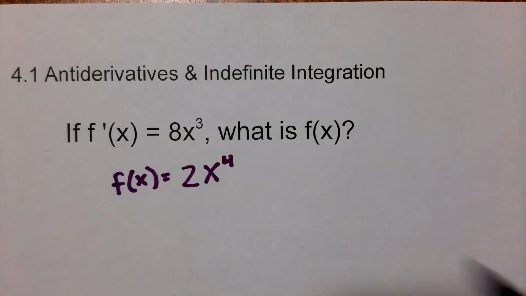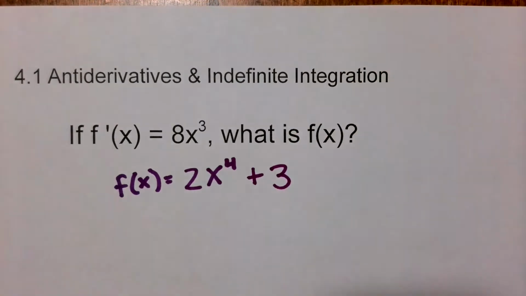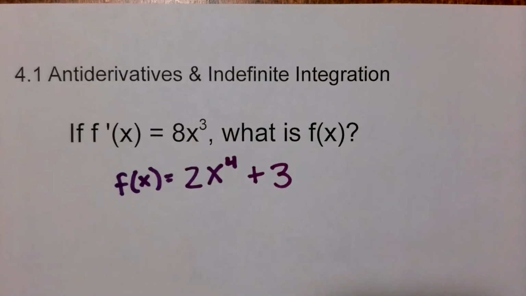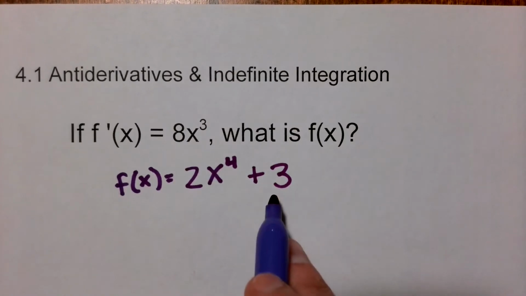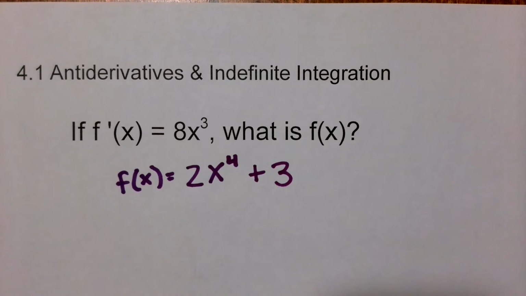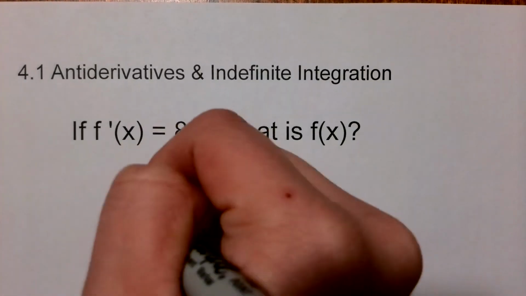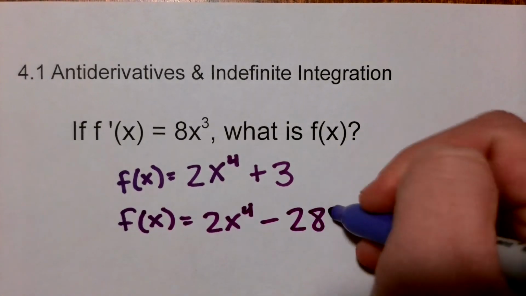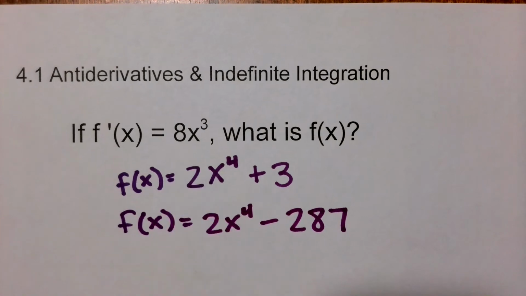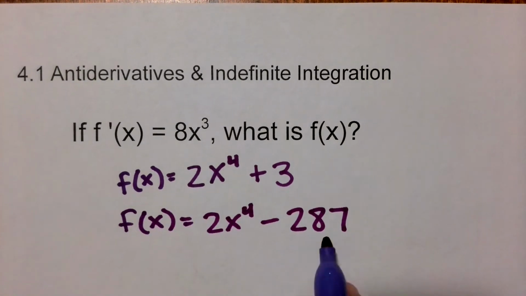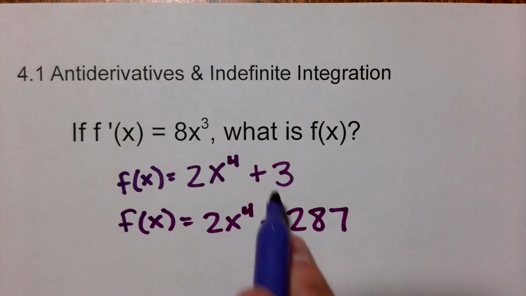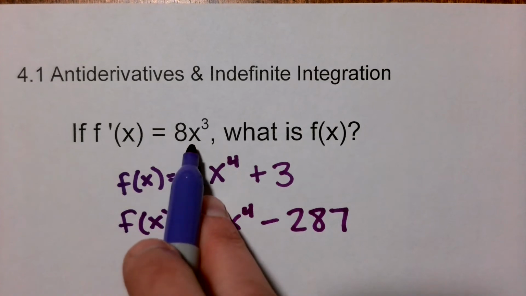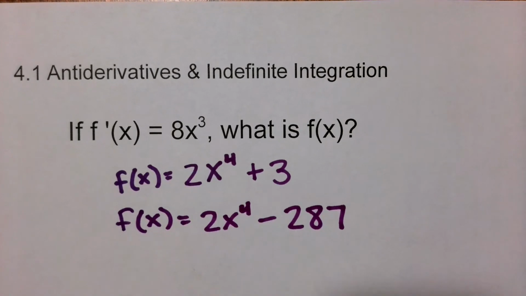But wait, what about if I add a 3 to it? Would I still end up with that same f prime? And I would, because anytime I take the derivative of a constant, it's 0. So for that matter, f of x could be 2x to the fourth minus 287, and I would still end up with the same derivative because this did not matter. The only difference between these two is how the function is shifted up or down, and that doesn't affect how the slope operates. So I've got a lot of options.